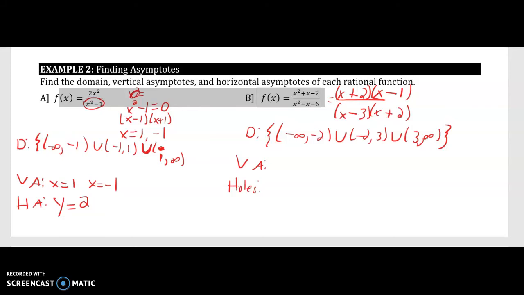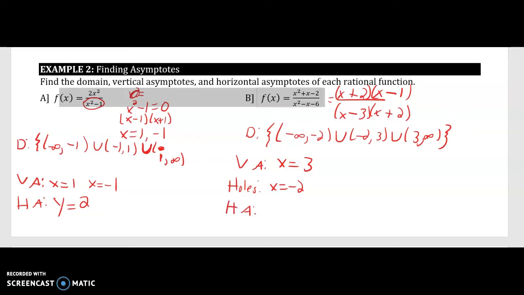So the hole is at x plus 2, so that means the hole is at x equals negative 2. That means the other domain restriction is x equals 3. So I had 2 domain restrictions, negative 2 and 3. I had a hole at negative 2 and then a vertical at 3.